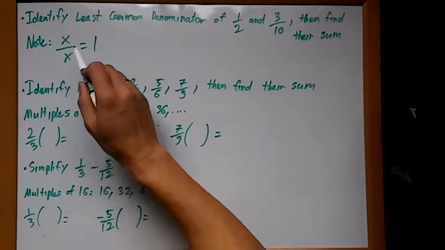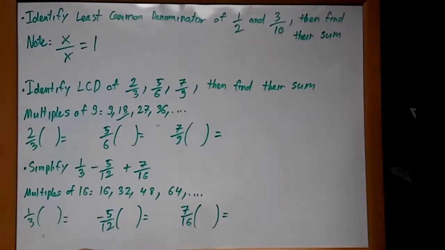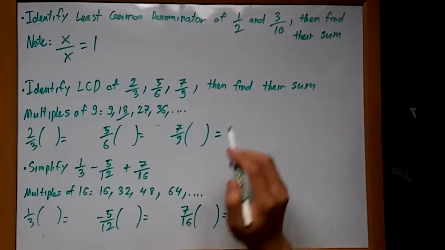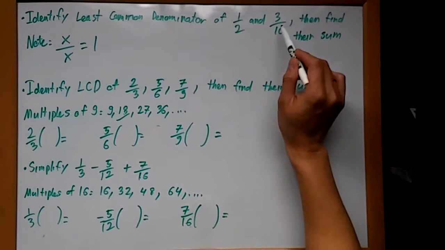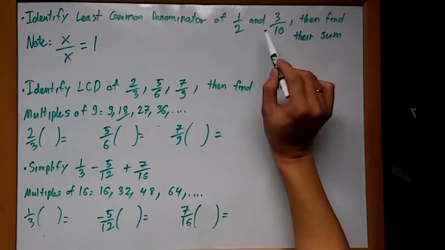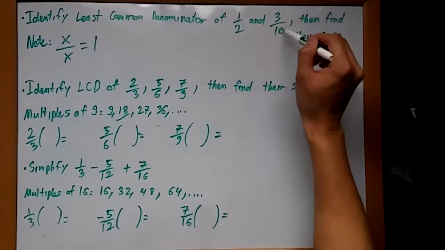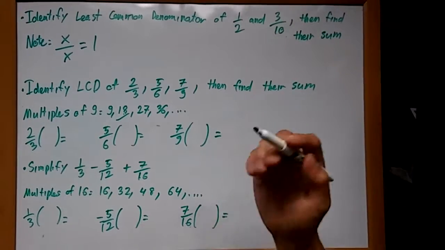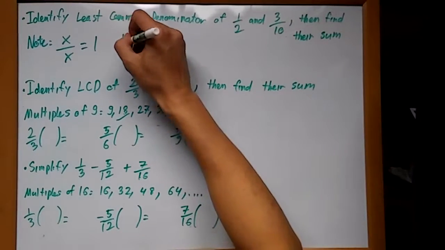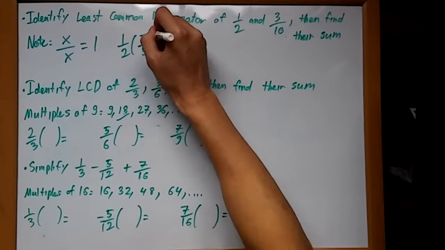So first, note here that any number x over itself is equal to 1. Just make that note. So here, to find the common denominator of 1/2 and 3/10 is pretty easy. You know that 2 goes into 10, so to get this to become a form where its denominator is 10, you multiply by 5. So 1/2 multiplied by 5 over 5.